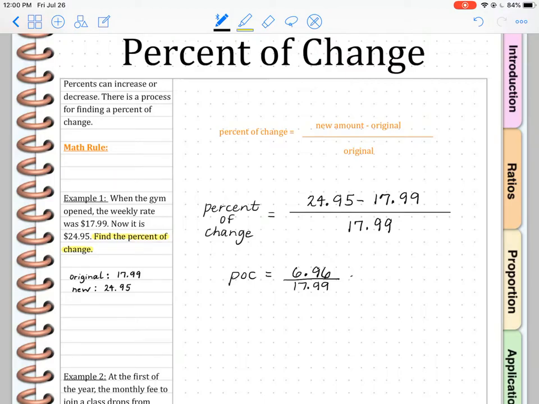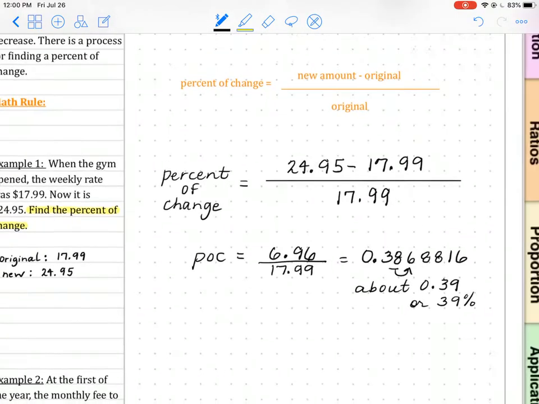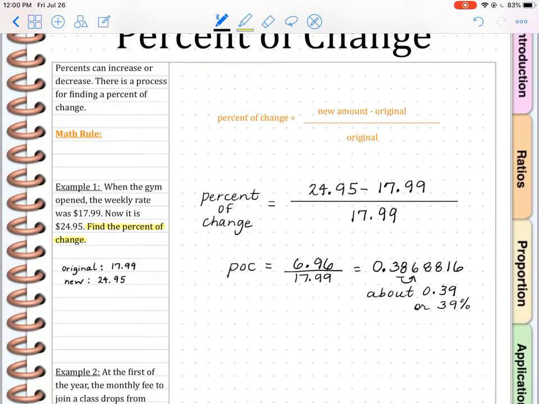So just hit divide 17.99 equals, and you get something pretty ugly. That's okay, because we're going to round this and say about 0.39 or 39%. So this was a pretty substantial increase. They went up pretty significantly on their weekly rate, almost half. 50% would be half. So if you're talking about money that you have to pay out, this is a pretty significant change. So the percent of change is 39% approximately for this problem.